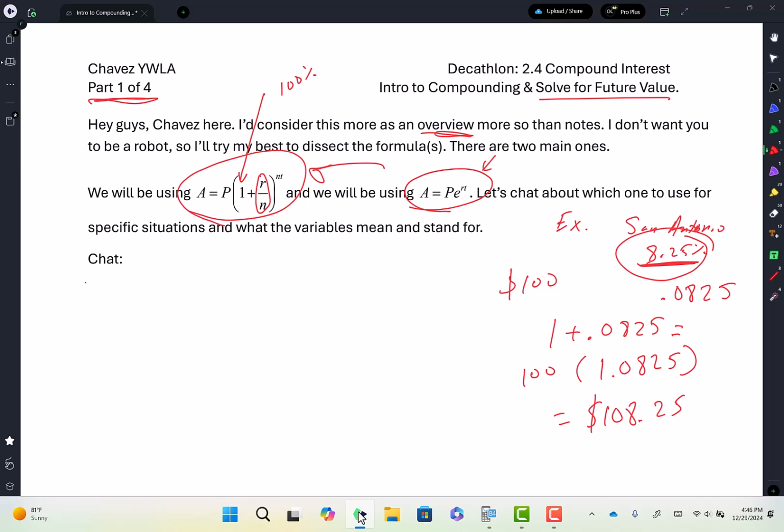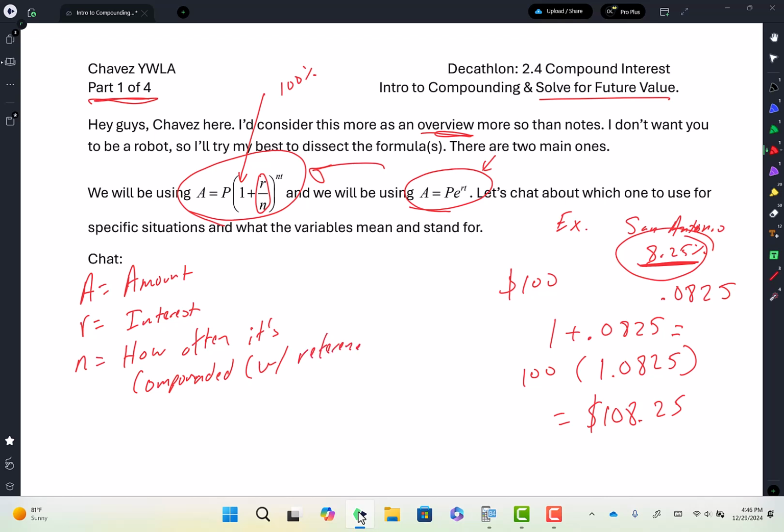What does it stand for? A stands for amount, r stands for interest rate, and n stands for how often it's compounded. The more you compound it, the more money technically you'll have, right? And it's with reference to a year.